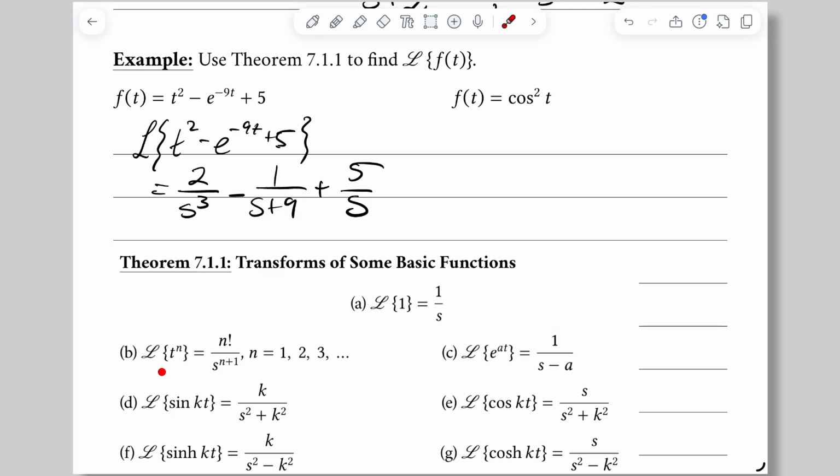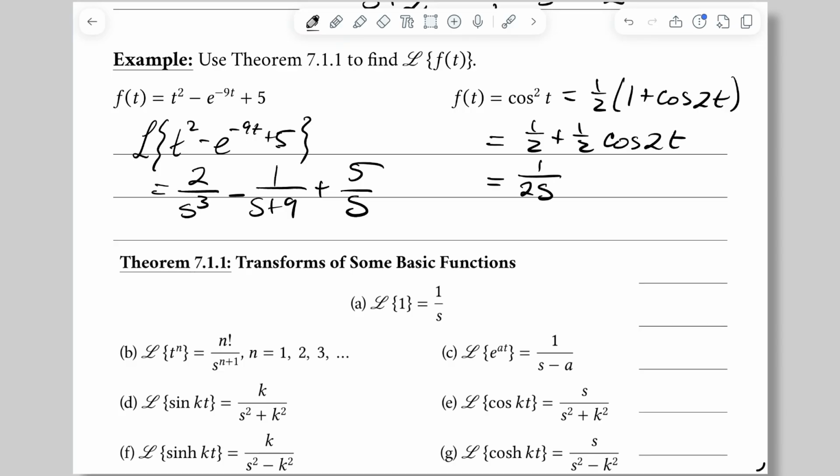In this list of transforms of basic functions, we do not have a cosine squared of t. That's the next one we're going to look at. But using a power reducing formula, the cosine squared of t is 1/2 of 1 plus the cosine of 2t. Rewritten, that's 1/2 plus 1/2 cosine of 2t. The 1/2 will transform to 1 over 2s.